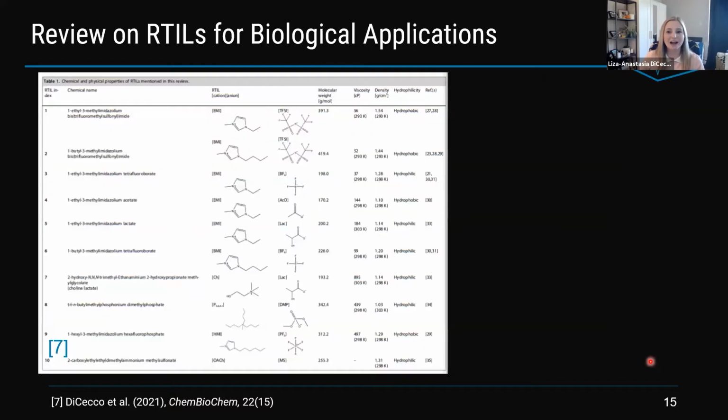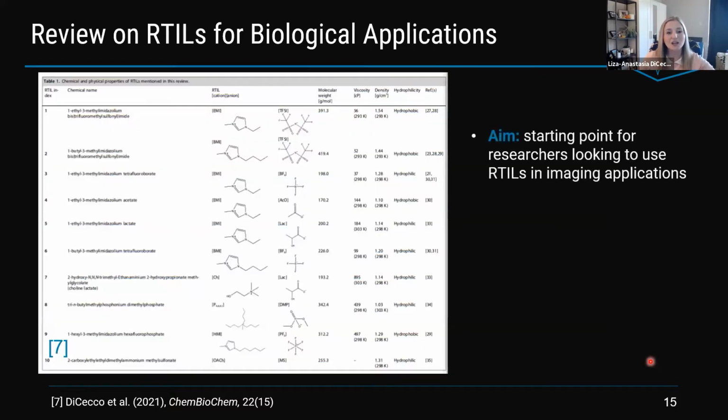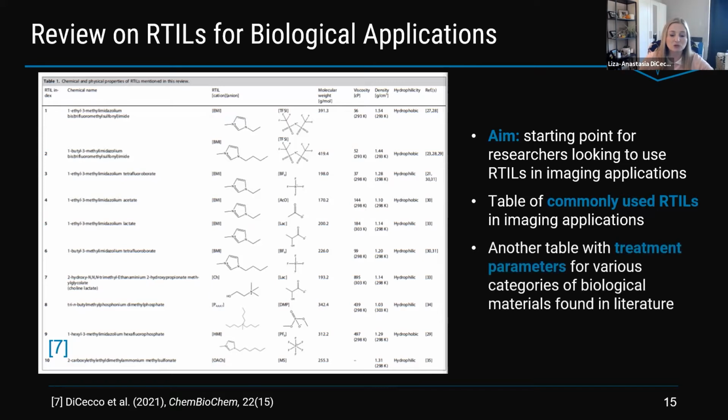For anyone looking to use ionic liquids, our review is a really good starting point for researchers in this field. I summarize a table of commonly used ionic liquids in imaging applications, and then go through another table with treatment parameters for various categories of biological materials found in literature. This has been really useful in our team, not just for biological imaging. We often look at this table and think, okay, this material reminds me of that material, so this treatment should work out well, or is a good starting point for us.